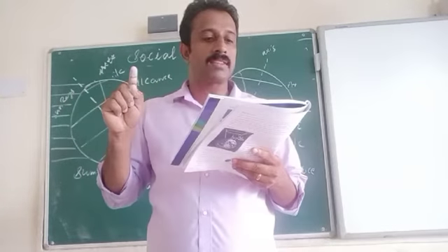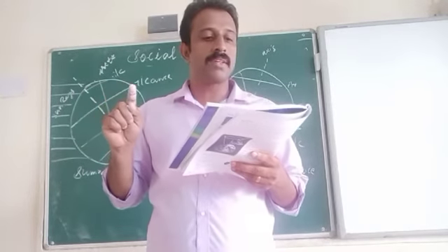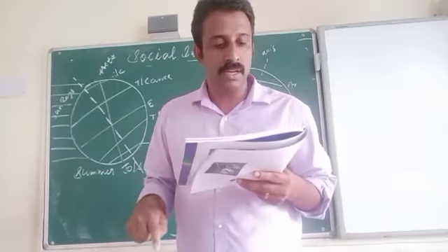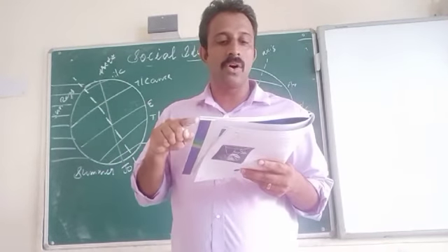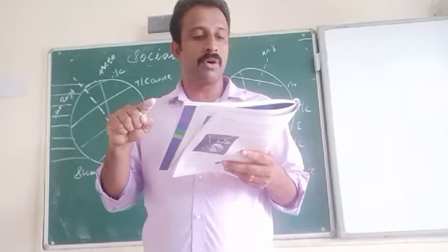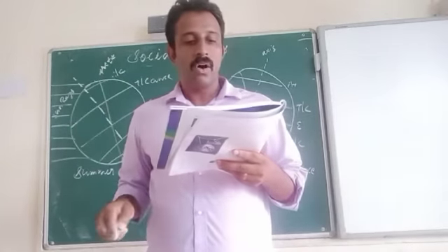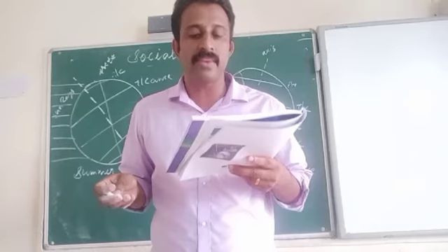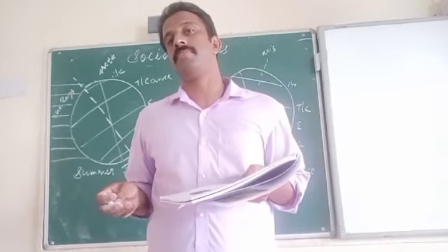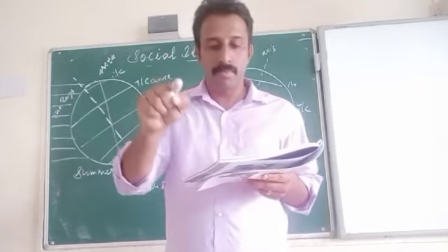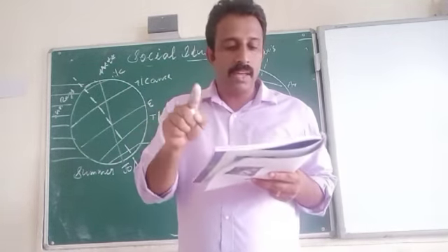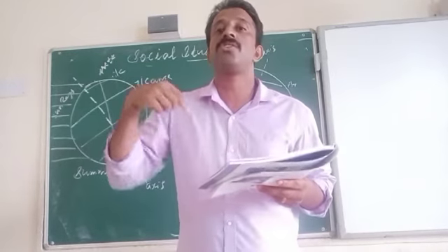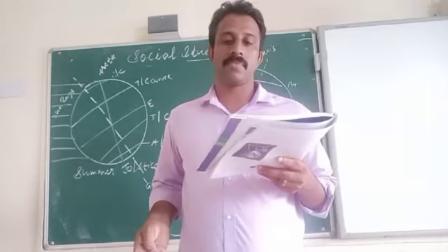A solstice is an astronomical event that happens each year when the sun's apparent position in the sky reaches the northernmost or southernmost extremes. On this day, the northern hemisphere has the longest day and the shortest night. That is the very important point.